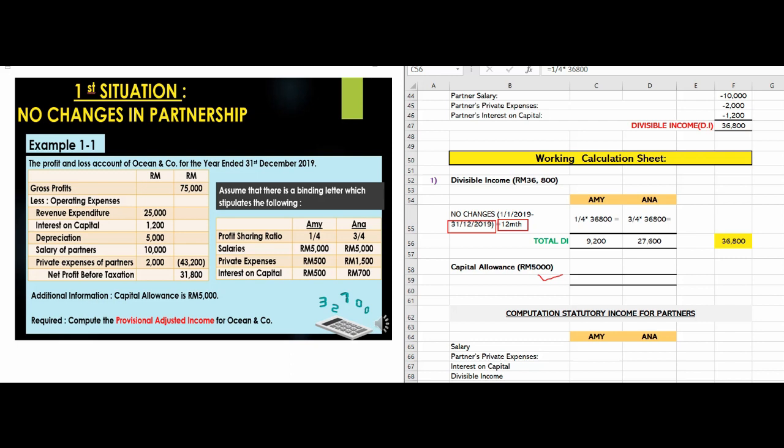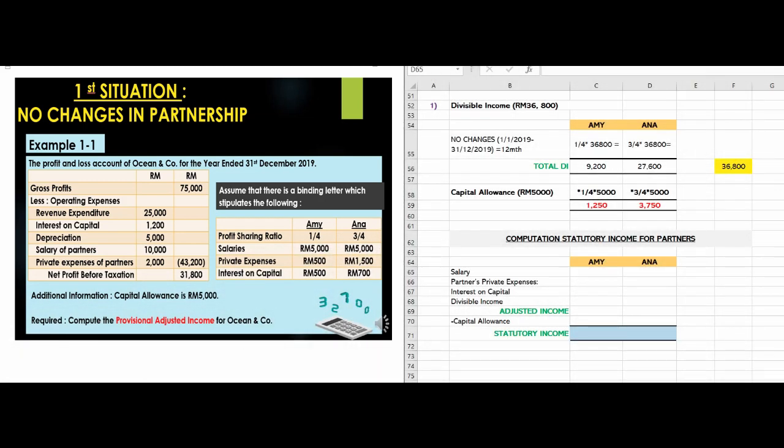So how are we going to allocate it? 1/4 times 5,000 ringgit as in the question here. So the amount will be 1,250 for Amy and 3,750 ringgit for Anna.